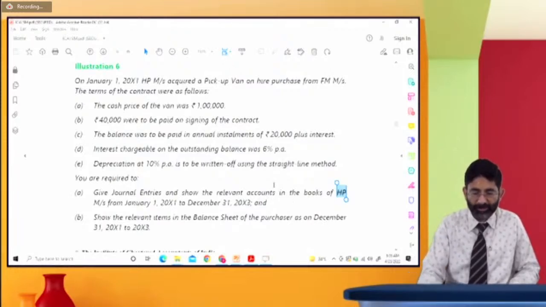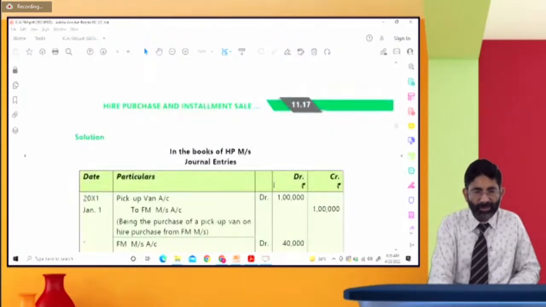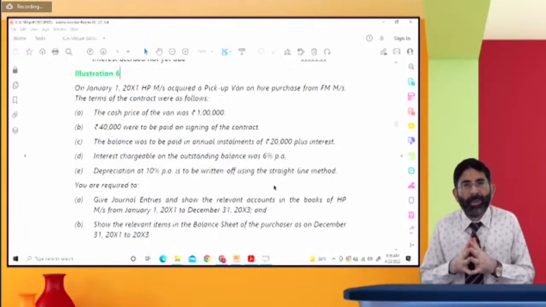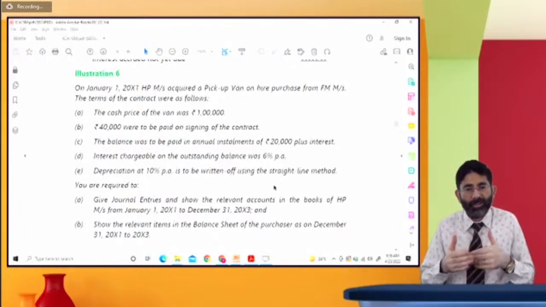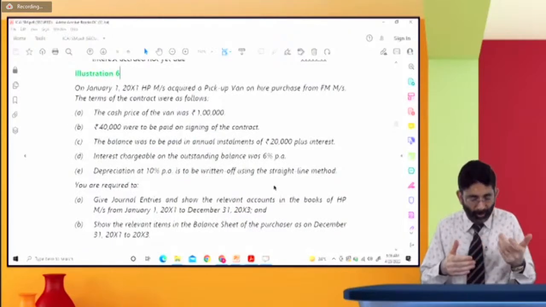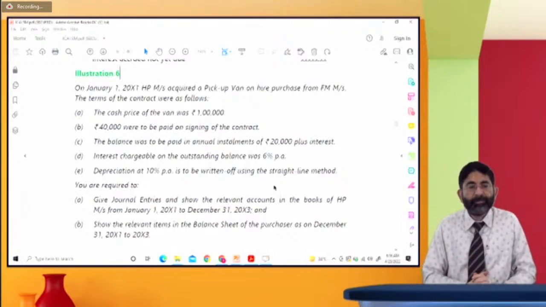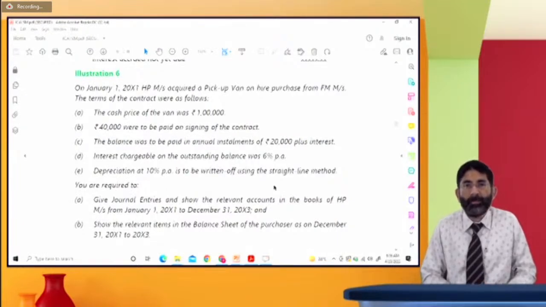Let's understand this comparatively very easy illustration. We would like to discuss the entries, and you will have to speak it out. You have to send it to me. Let's start. In the books of purchaser, what will be the first entry? Don't see the solution. Tell me what will be the first entry.